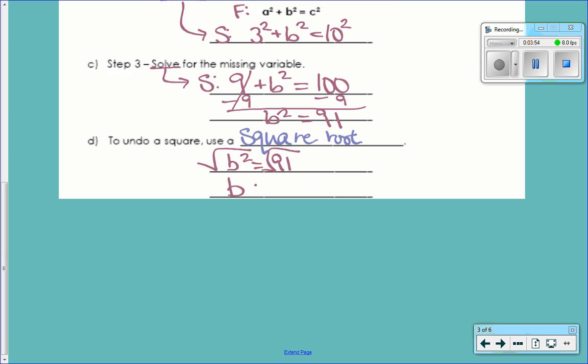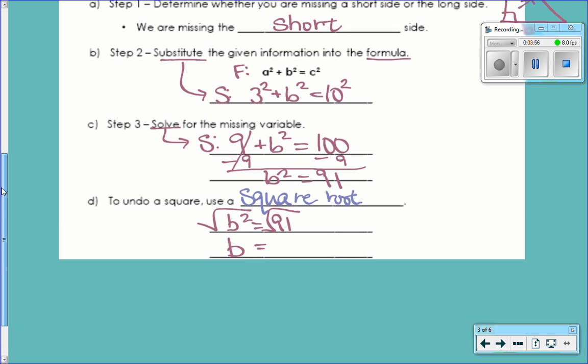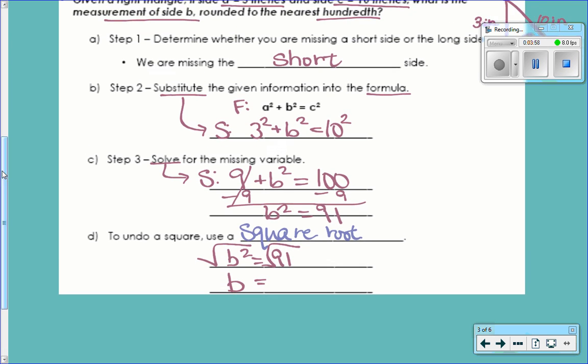The square root of 91, and I believe it's into the hundreds place? Yeah. And what'd you get? 9.54 what? What are our units? It has meaning. Good. Is that less than the hypotenuse? Yeah. The side length of B is 9.54 inches. Are we good? Questions?